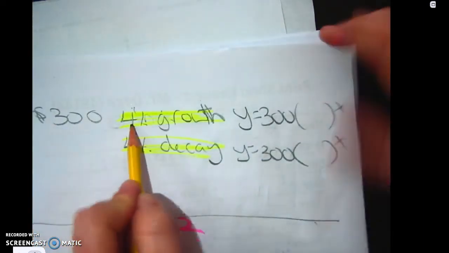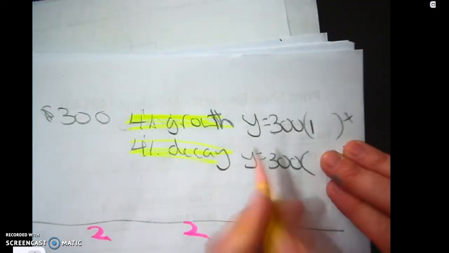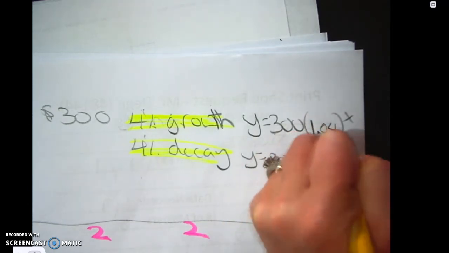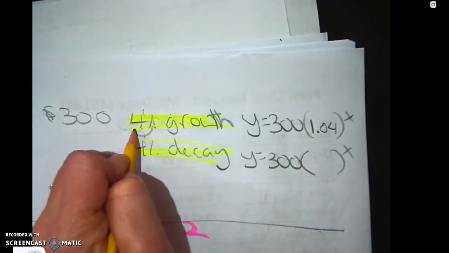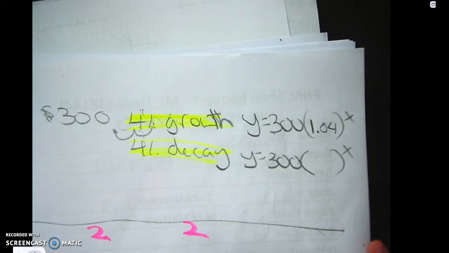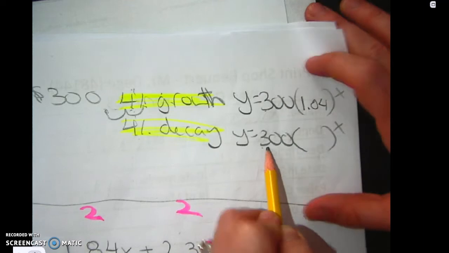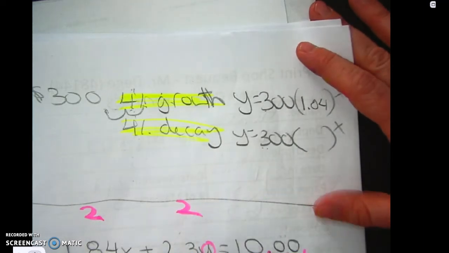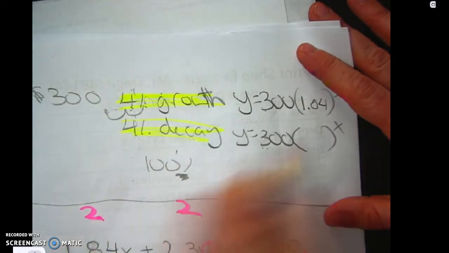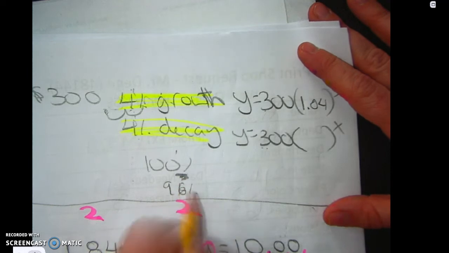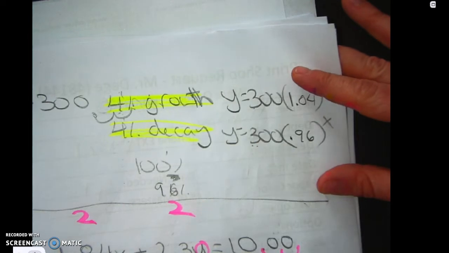If you grow your $300, you have $300 plus another 4%. So you have your $300 and 4%. When you do a percent, you can't write it as a percent, you write it as a decimal. 1.04. If you decay by 4%, you don't have more than $300, you have less than $300. So in a sense, you take your 100%, but you're taking out 4%. So now you're left with 96% of your money. So you're losing 4%. So you would write that as 0.96.